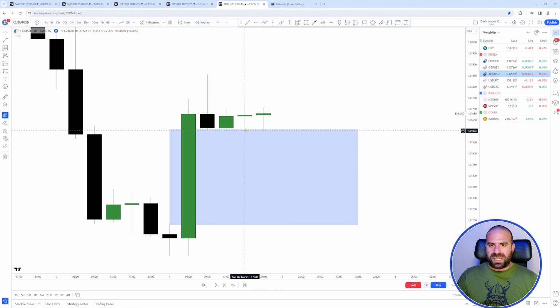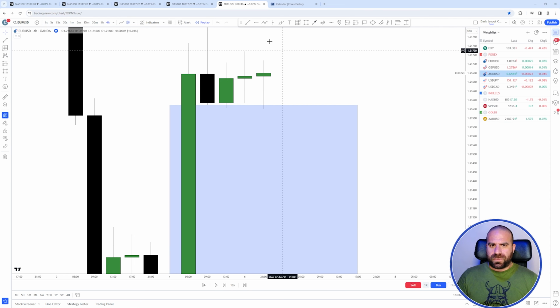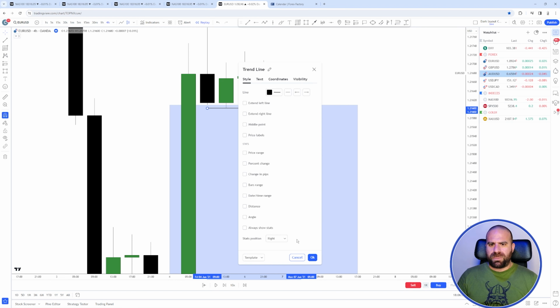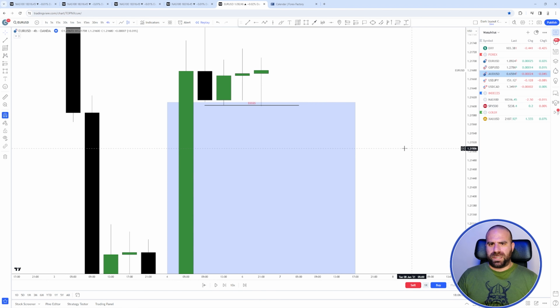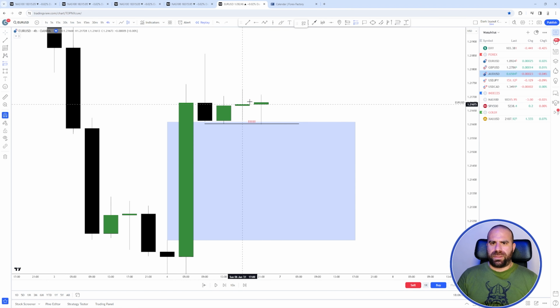Okay, what do you see here? What do you see here? Yes, those are equal lows being created. You will tell me this is a further manipulation. Okay, do you want to do it like that? Absolutely. Take the trade.